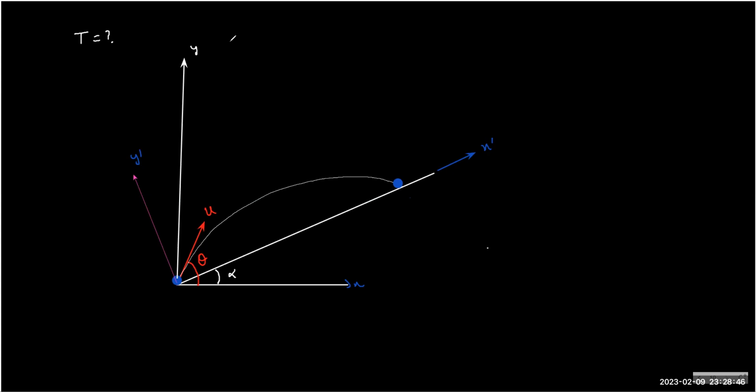We know g, sir. Yeah, of course we know g. So how do we get the time of flight if only g and v, not u, is given to you? Sir, we resolve g according to the new axis. We know the displacement along y prime is 0. Correct, that is what I was waiting for. What you now know is that there is no displacement along the y prime.